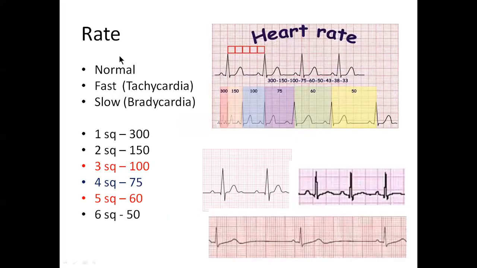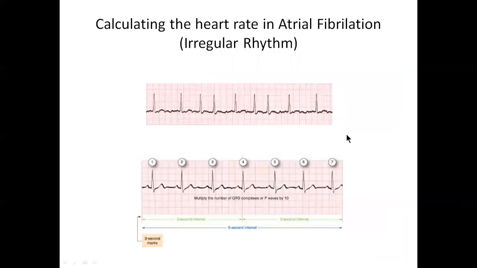Now I need you to go back to the rate for one moment. Remember our method of memorizing and just calculating the rate? This works only if the heart rate is regular. If it is not regular, we have to use a different system. And that system is we count 6 seconds, and that will be equivalent to 30 squares, right? And then we see how many QRS complexes fit in that rhythm strip.